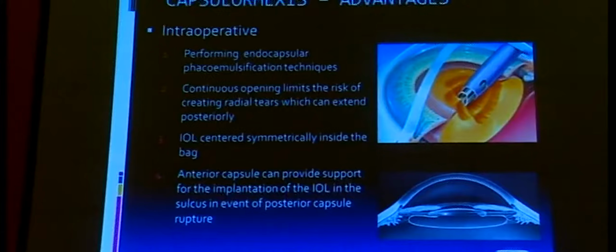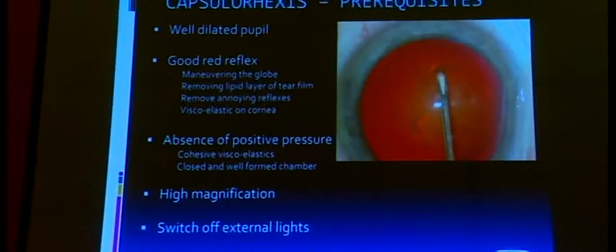It should be about 5 to 5.5 mm in diameter. It should be continuous. It should be central. And it should have a good overlap of the optic margin. Now, the advantages of Capsulorhexis were that phacoemulsification could be performed easily. There was less risk of radial tears extending, which could have happened with the can opener technique. The IOL was centered symmetrically inside the bag, and the anterior capsule could provide support for implantation of an IOL in case of a PC rent, for a sulcus implantation of an IOL.